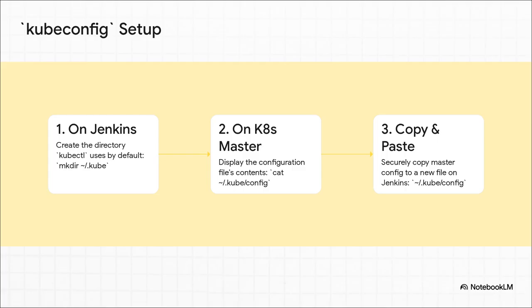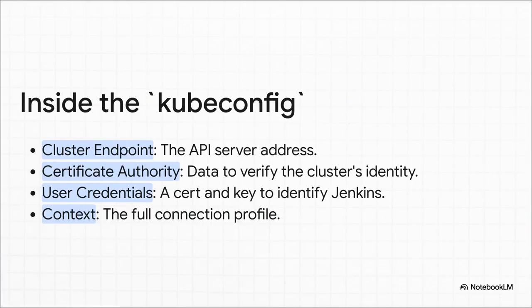Step 1. On our Jenkins server, we create a specific directory where kubectl expects to find its settings. Step 2. We hop over to our Kubernetes master node and just display the contents of its existing config file. And step 3, we securely copy that big block of text and paste it into a brand new file on our Jenkins server.